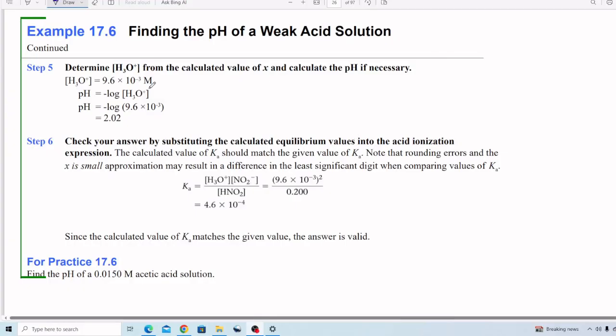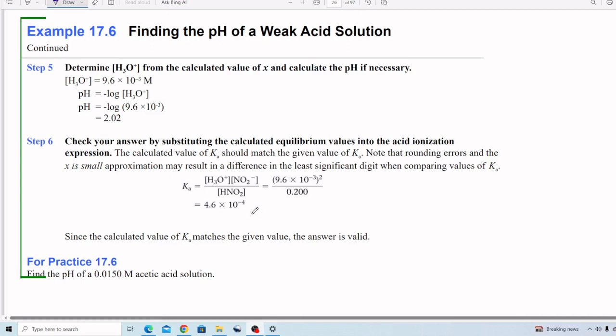Now we're going to find the pH of the solution. So our hydronium ion concentration was equal to X, and that is 9.6 times 10 to the minus 3. So the pH is the negative log of the hydronium ion concentration, just as we saw with strong acids, except that we had to solve for the hydronium ion concentration here. So the pH is negative log of 9.6 times 10 to the minus 3, which gives us a pH of 2.02.